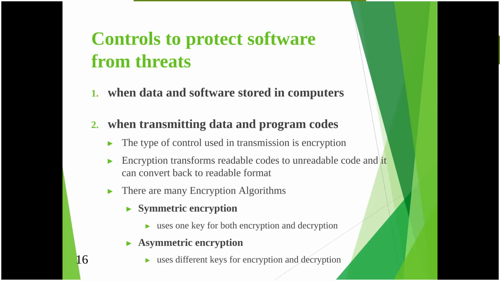In symmetric encryption, a key is used to change the source code. One key, like 3, is used. Both the sender and the receiver use the same key in symmetric encryption. In asymmetric encryption, they use different keys.